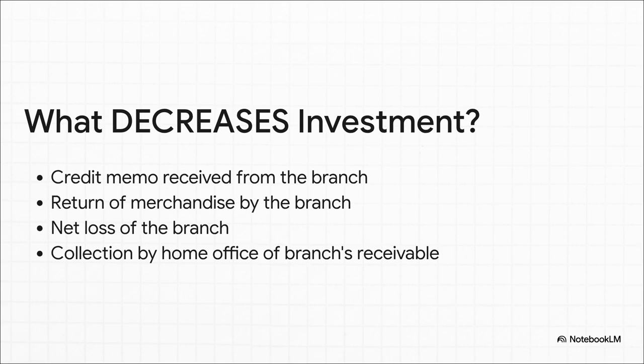Now let's jump over to the home office's books. What makes the investment in branch account go down? Well, a credit memo received from the branch would do it. Also, if the branch returns merchandise, and of course, if the branch has a net loss, that's going to decrease the investment's value. Makes sense.